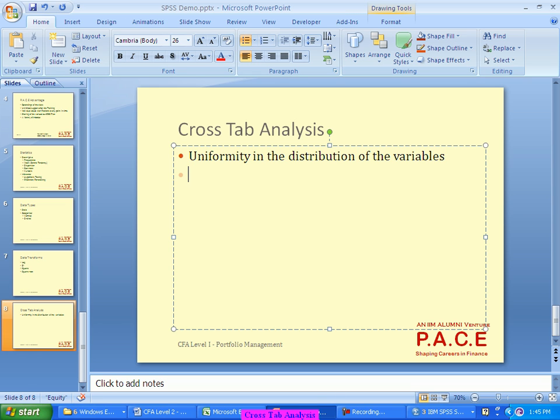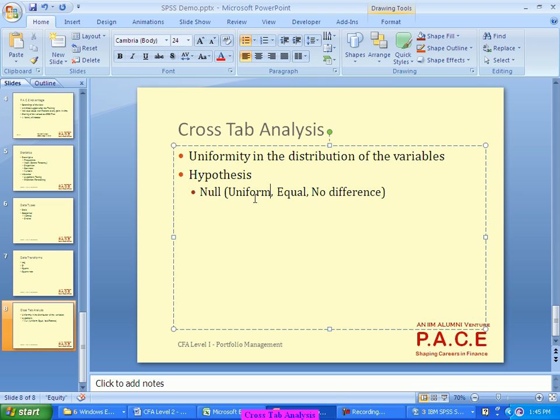So here the main test we are doing is uniformity in the distribution of the variable. So the hypothesis, this is where we are making one hypothesis, which in general we call a null hypothesis. Null is the equality. Most of the time the null should have words like uniform, equal, no difference. These are some of the words that should be part of the null hypothesis.